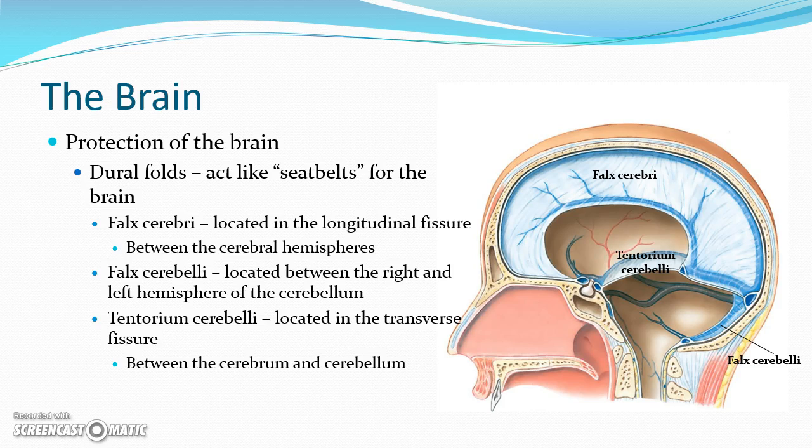Part of the meningeal layer of the dura mater forms what are called dural folds. I think of them as the seatbelts of the brain, keeping it in place if the head is knocked around. They are the falx cerebri, falx cerebelli, and tentorium cerebelli. The falx cerebri is found in the longitudinal fissure between the right and left hemispheres of the cerebrum. The falx cerebelli is located between the right and left hemispheres of the cerebellum, and the tentorium cerebelli is found in the transverse fissure, that space between the cerebrum and cerebellum.